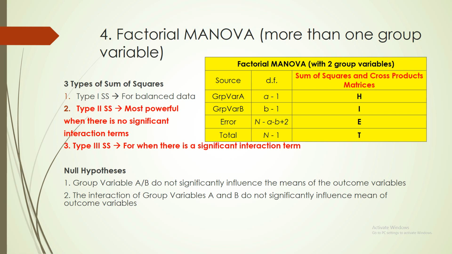Now for factorial MANOVA, the sum of squares can be computed in more than one way, and they all have their benefits depending on the situation. So the type 1 sum of squares is the best when we have balanced data between the groups.